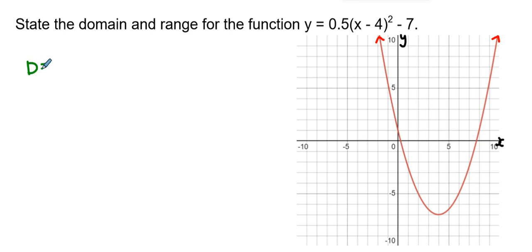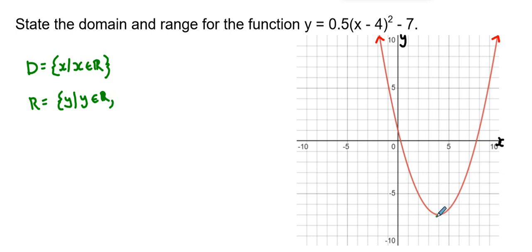So the domain is the set of x values where x is an element of the real numbers, and there's no constraints. I can sub absolutely any value of x in here, and I'll get a y value out. So there's no restrictions there. For the range, we'll say, well, the range is the set of y values such that y is an element of the real numbers, but there are restrictions.